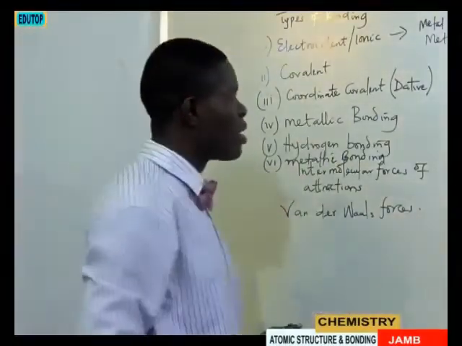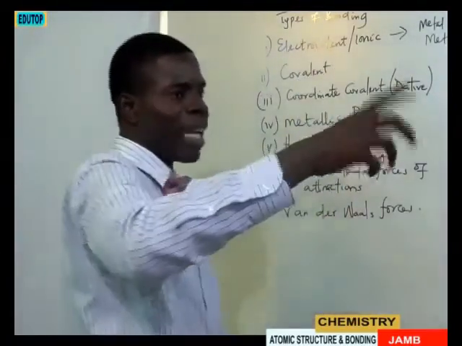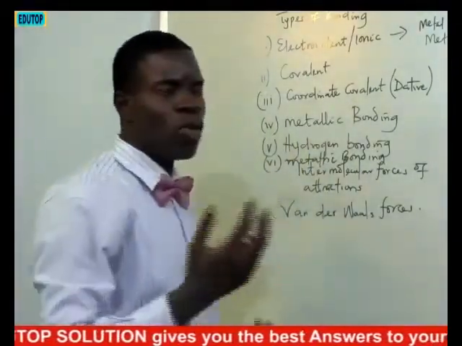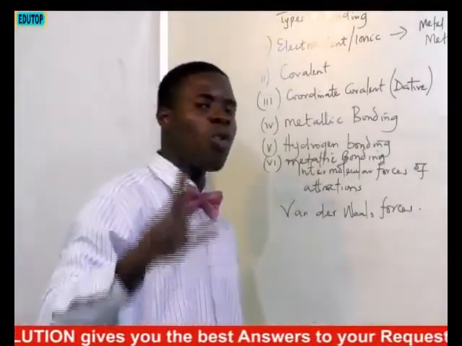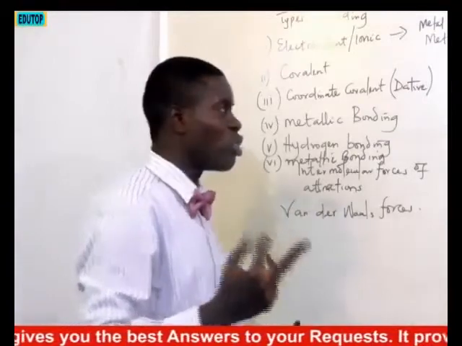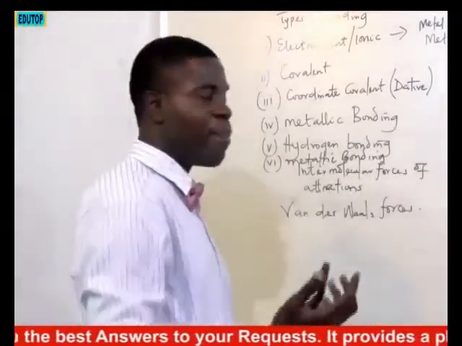In the case of electrovalent bonding, there is a transfer. It has to do with transfer. But in the case of covalent bonding, it has to do with what? The sharing of a pair of electrons between the two participants or the participating species. So that means there is what? A share of a pair of electrons.